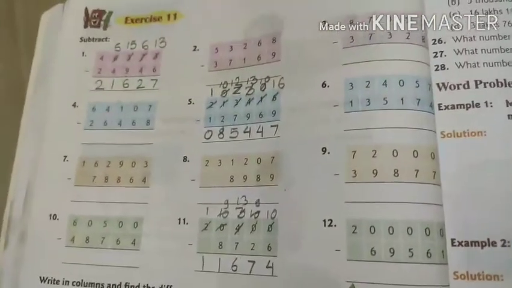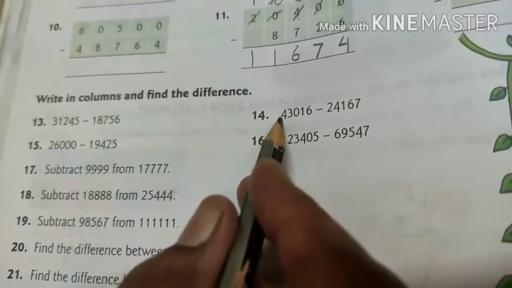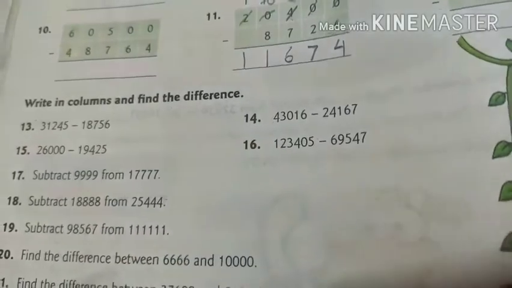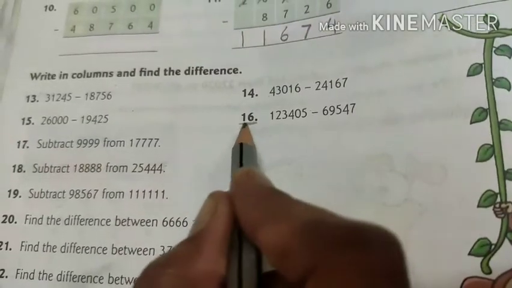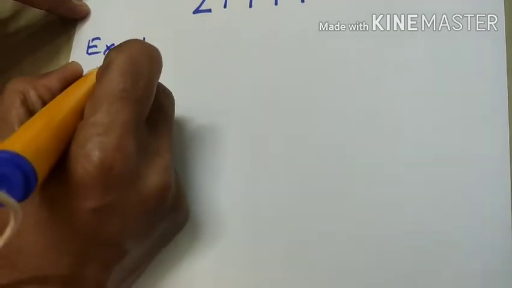Now the next question we will see: write in columns and find the difference. Here you have to write these numbers in columns. One question I am solving. See, I am solving the 16th question. Pay attention. Sixteenth question, exercise 11, 16th question.